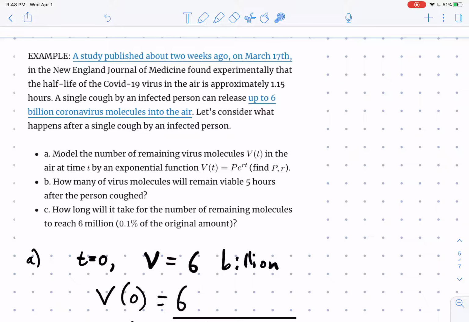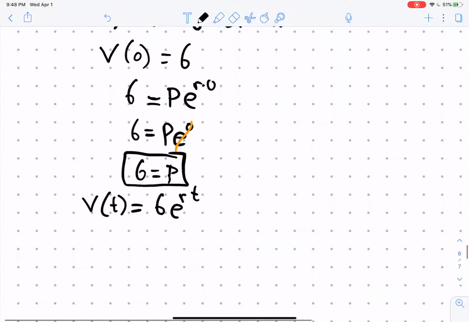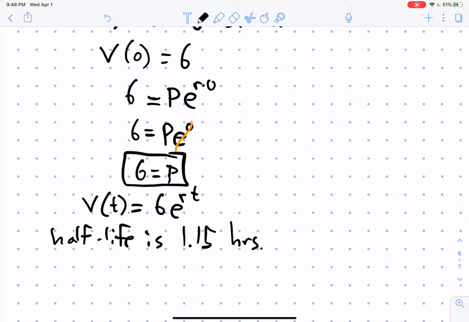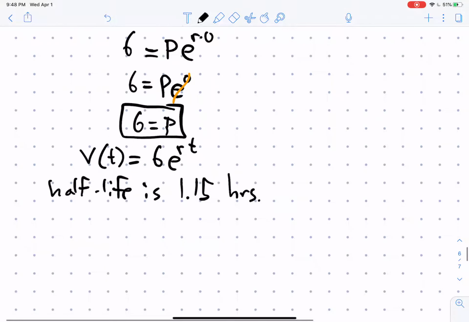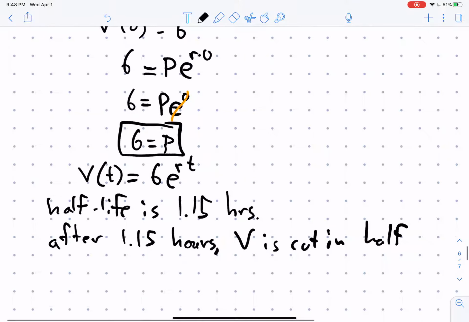What we are given, which we haven't used, is the half-life. And the half-life is how long it takes for the amount to be cut in half. So the half-life is 1.15 hours. And that means that after 1.15 hours, V is cut in half. Now, V started when time was equal to 0.